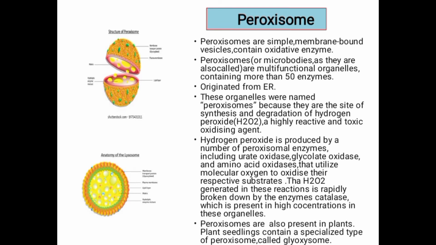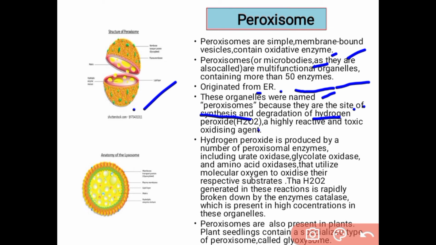Then coming to the peroxisome. Peroxisomes are simple membrane-bound vesicles containing oxidative enzymes. Peroxisomes, or microbodies as they are also called, are multifunctional organelles containing more than 50 enzymes. They originate from the endoplasmic reticulum. These organelles are named peroxisomes because they are the site of synthesis and degradation of hydrogen peroxide. That's why it is called peroxisome.